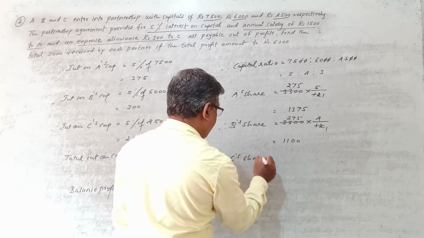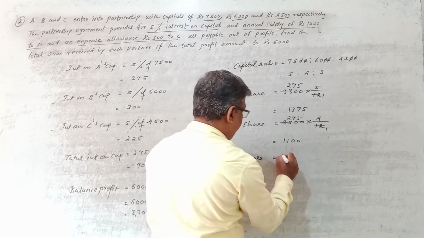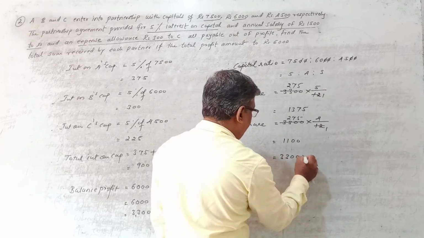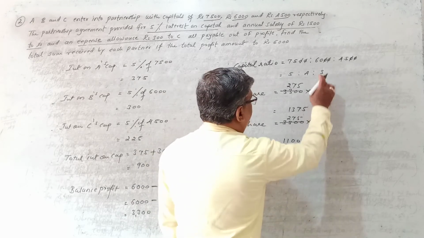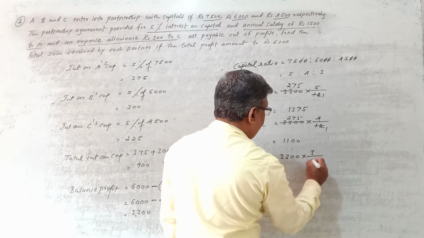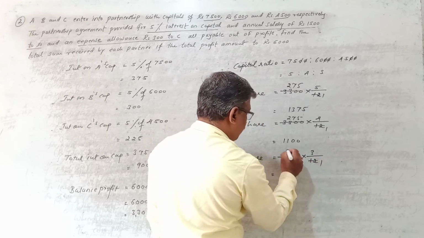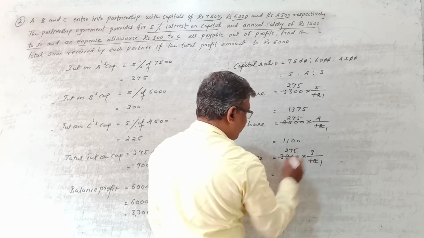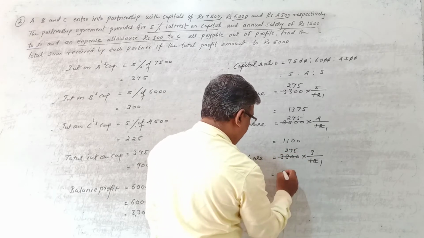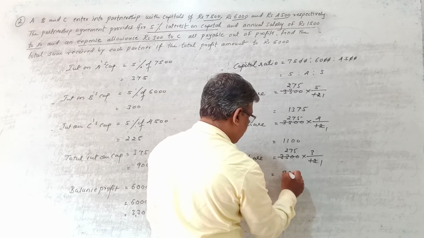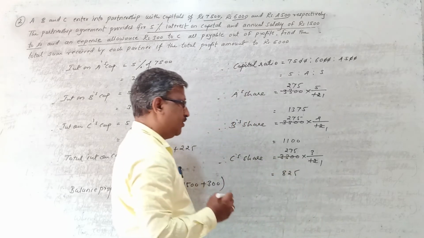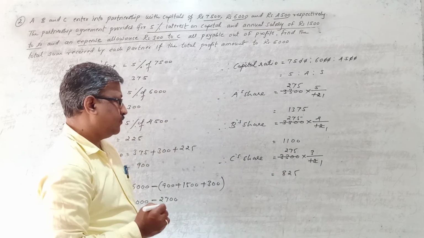C's share of profit is equal to this 3,300 multiplied by C's share, which is 3 by 12. So divide this, it comes to 275. 275 into 3 comes to 825.